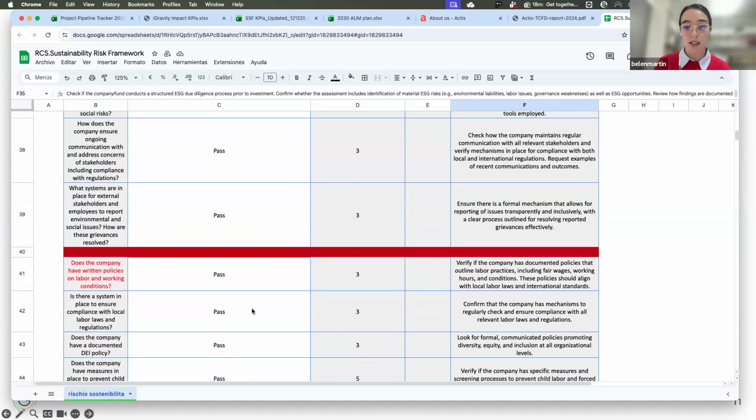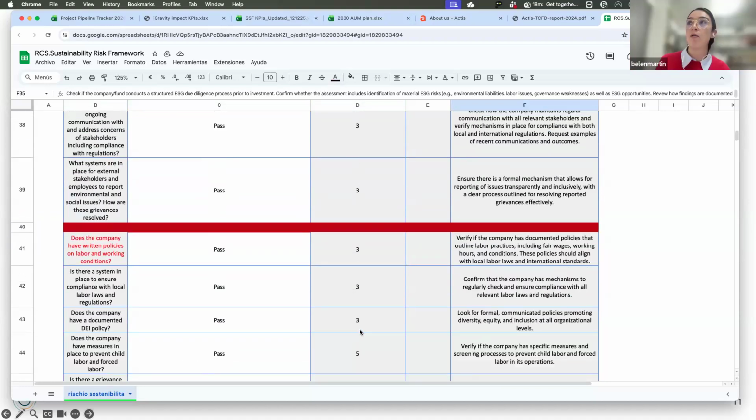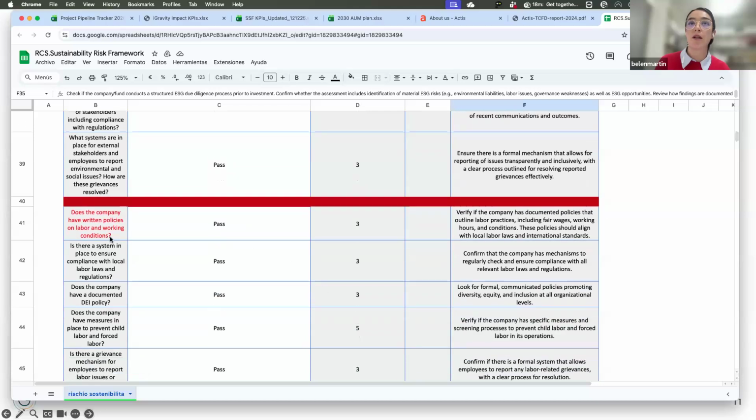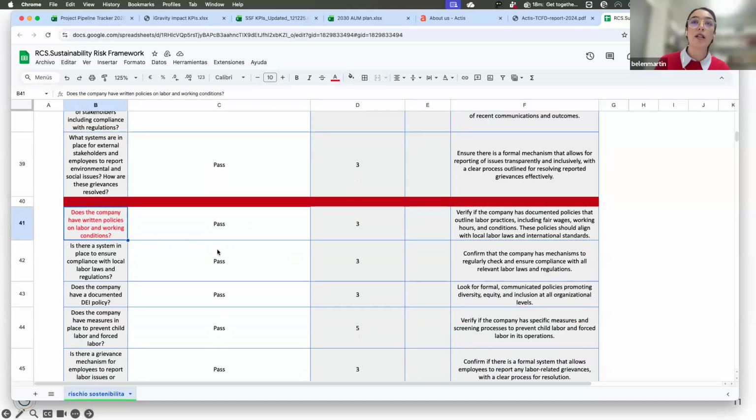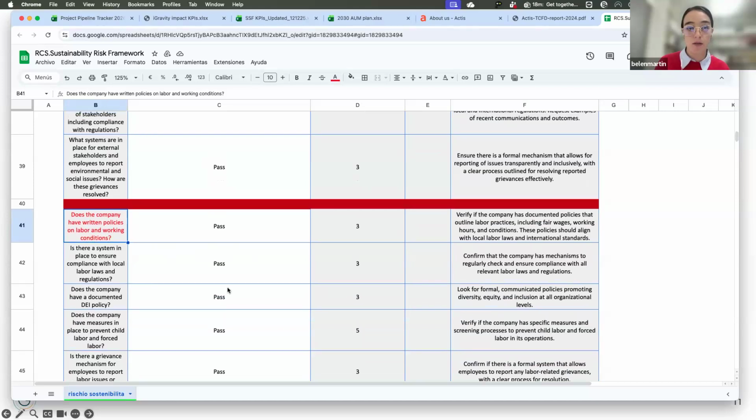And I think we can share this afterwards also, Massimo. Absolutely. With the colleagues, so they can also have a closer look at the main questions if they're interested. Also, a key question that is considered exclusionary is if there is any written policy on labor and working conditions, to avoid situations or the risk of child labor, modern slavery, and so on and so forth.